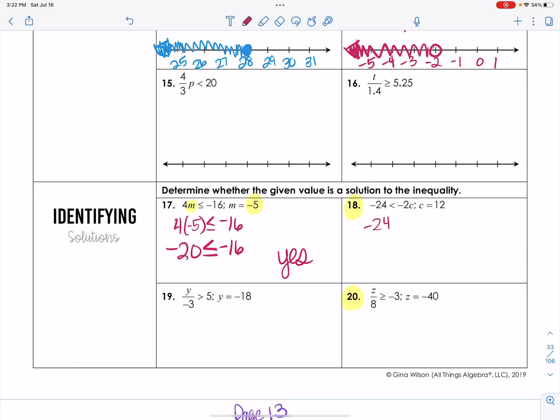On 18, since you're just filling in, you don't have to switch the sides, but if you did, it's okay, it doesn't matter. Negative 24 is less than negative 24. This is like that one we did before. It doesn't have the equal to sign. It would have been a yes if I had that equal to sign, but I didn't. It's not there, so the answer is no. Then on the last one, negative 40 over 8 is greater than or equal to negative 3. So that's negative 5 is greater than negative 3, and that answer is no, because negative 3 is closer to 0, so negative 3 is bigger.